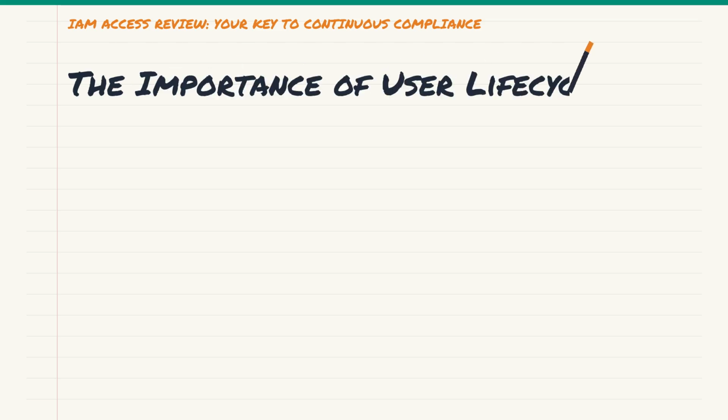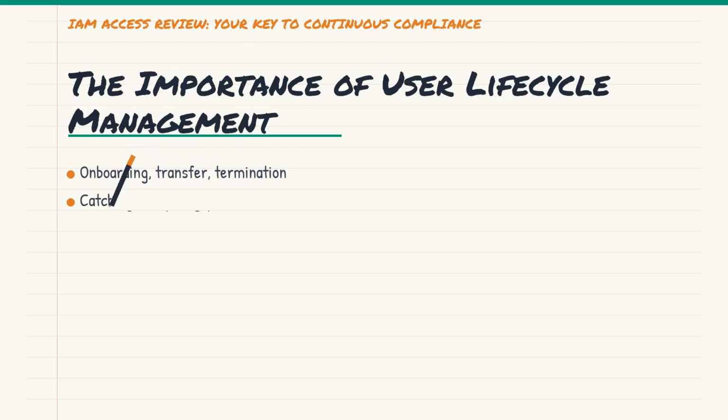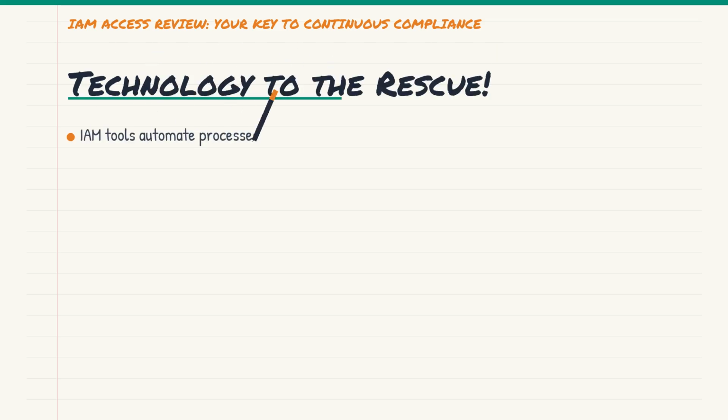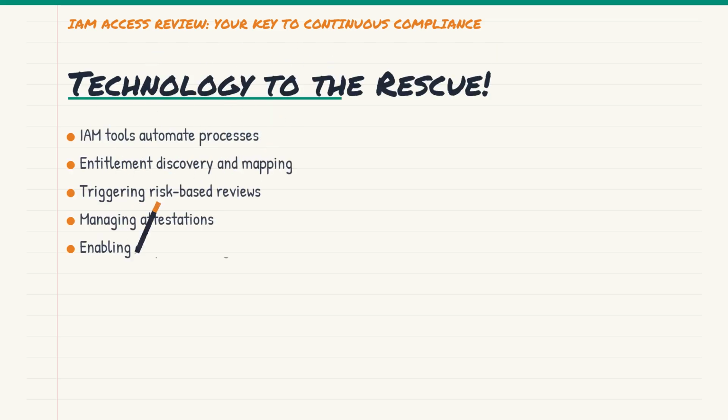It's worth reiterating how critical user lifecycle management is to this whole process. When someone joins, they get provisioned. When they change roles, their access needs to be adjusted. When they leave, their access needs to be promptly revoked. Access reviews help catch the gaps in this lifecycle. For instance, if an account should have been deactivated but wasn't, the access review will hopefully flag it. It's all interconnected.